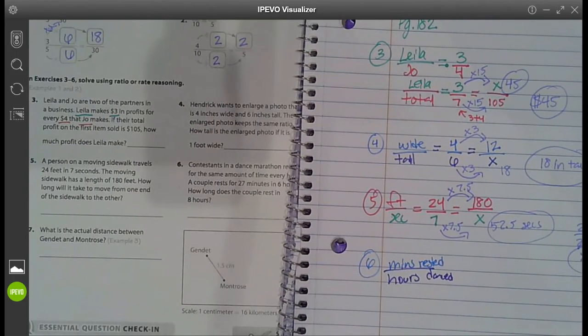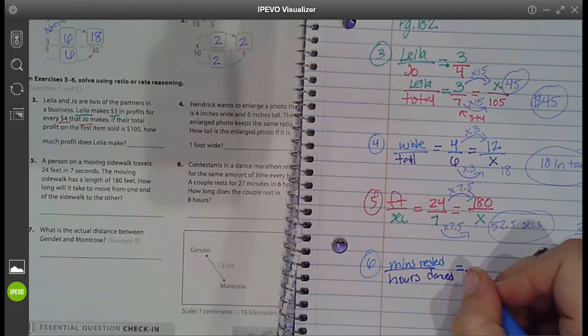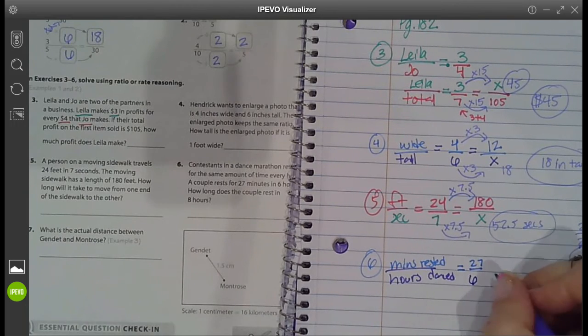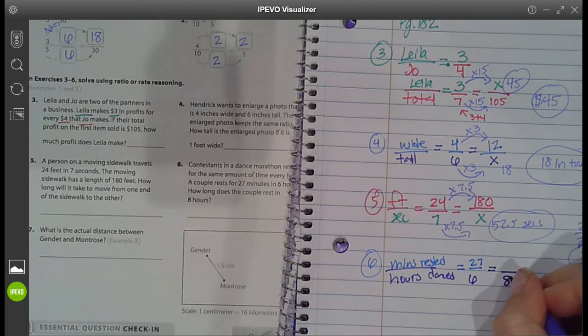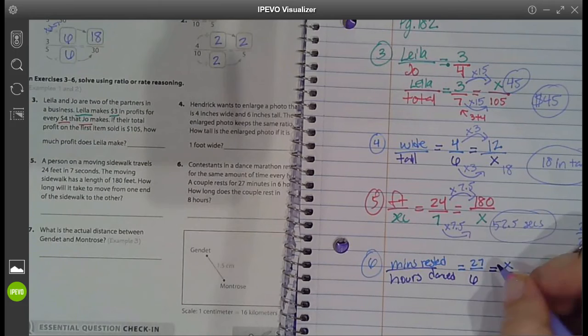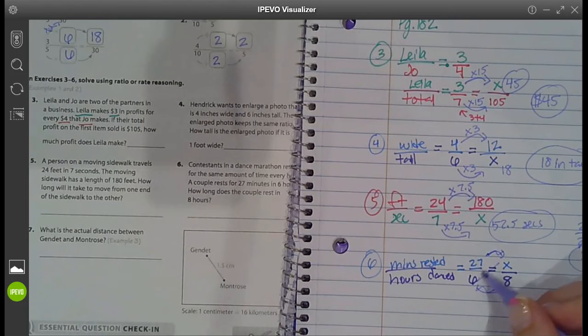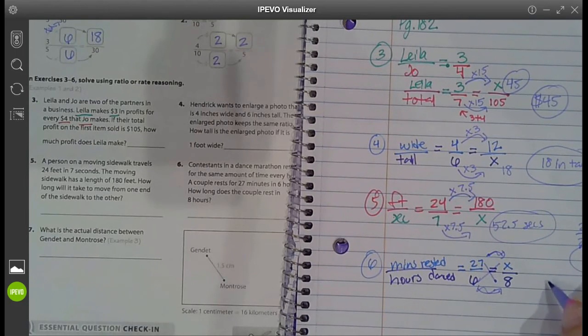Well, it says first off that they rested for 27 minutes when they danced for 6 hours. So then they're asking you, 8 is talking about the number of hours they danced. So then how long will they rest for? Okay, we'll always go towards your unknown. And 6 times what is 8? I don't know. So this one might actually be one where we want to do cross products. So I'm going to multiply the 6 times the x and set that equal to the 8 times the 27.